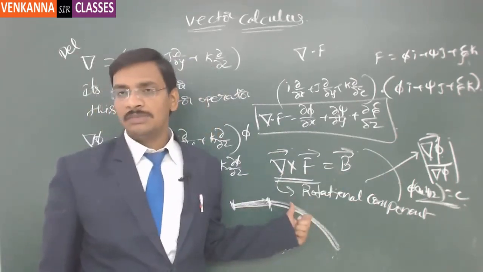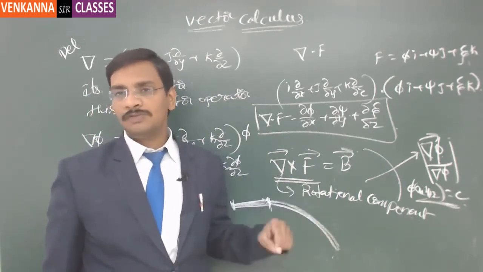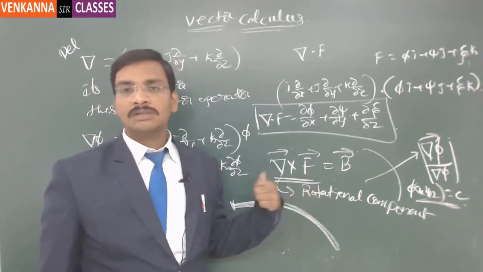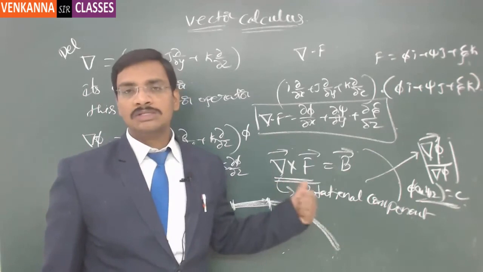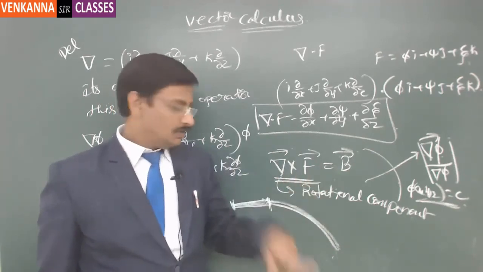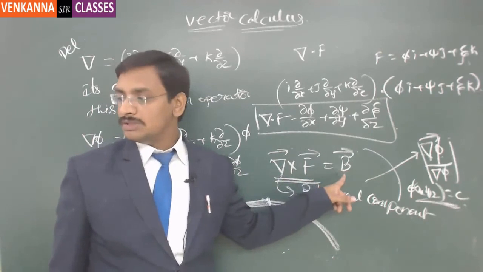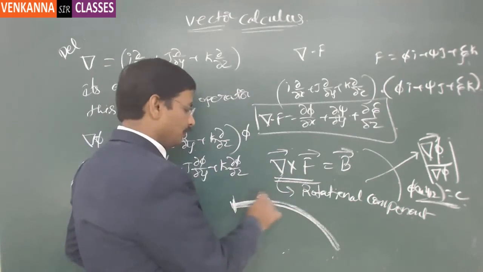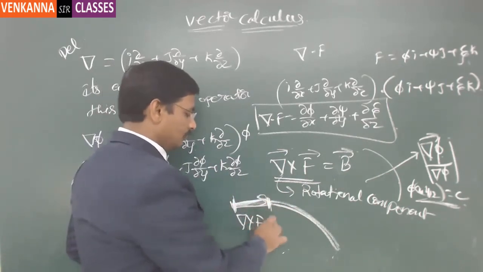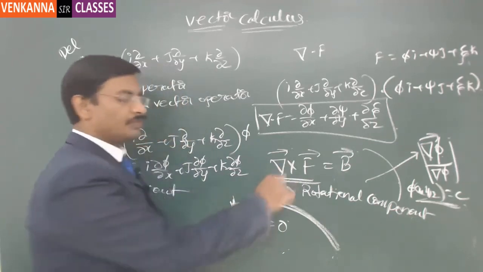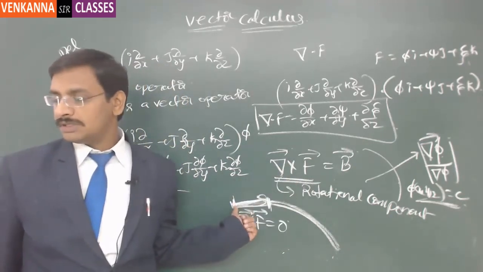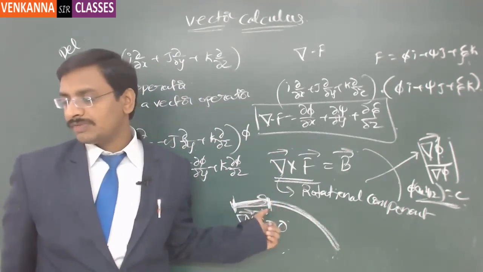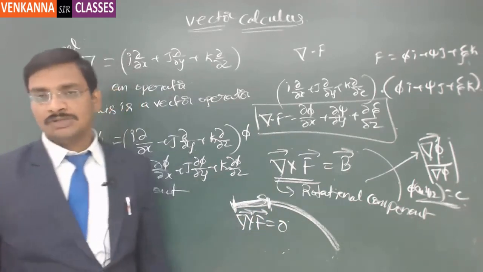So del cross F is nothing but the rotational component of the fluid, or the rotational component of any particular field. So the effect on a particle because of the field, is it going in a straight line manner or is it going in a curved fashion? If it is a curved fashion, then del cross F is no more zero. If it is going in a straight line manner, there is no rotational component. In this particular range of fluid flow, del cross F is equal to 0 because there is no curved fashion. The particle is moving straight from here to here, but it is not taking a curved path, right? So in this particular case, del cross F is equal to 0.